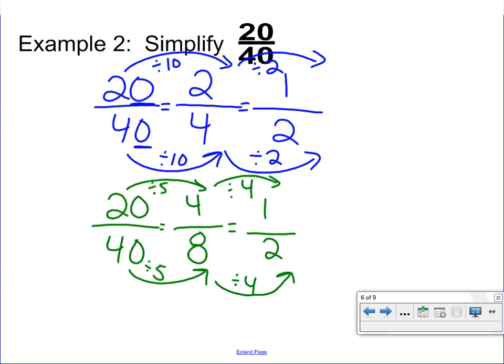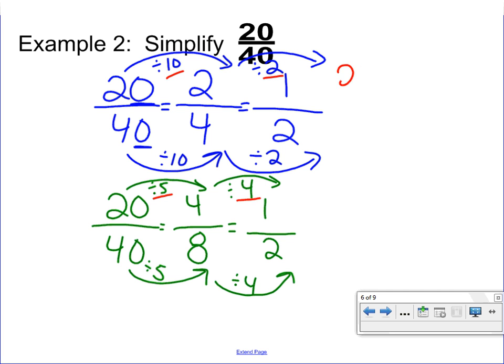A couple different ways to get to the answer. Do I care whether you start off by dividing by 10 or divide by 5? Doesn't matter to me. I don't care if you figure out that their greatest common factor is 20, and you could start by dividing by 20. However you get to the answer is what works for me. As long as the end is what we need, you're good to go. Notice again, 10 times 2 is 20. 5 times 4 is 20.